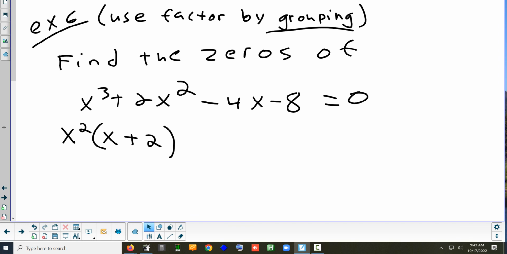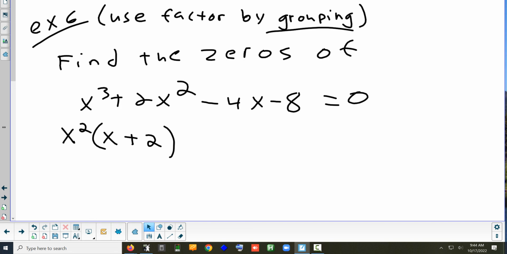The whole goal with factor by grouping is when we factor out what the last 2 have in common, we need to get the same thing in parentheses again. That's what's supposed to happen. If it doesn't happen, then we can't use factor by grouping. But they said to use factor by grouping, so here we go.